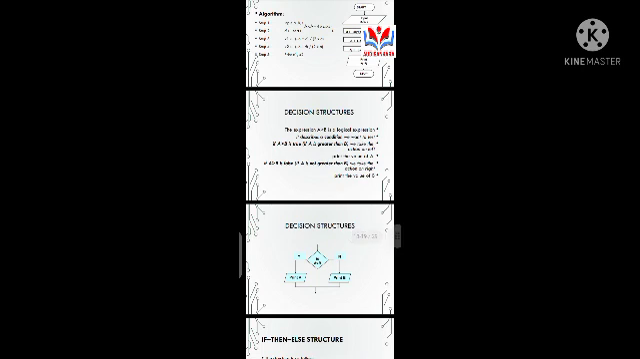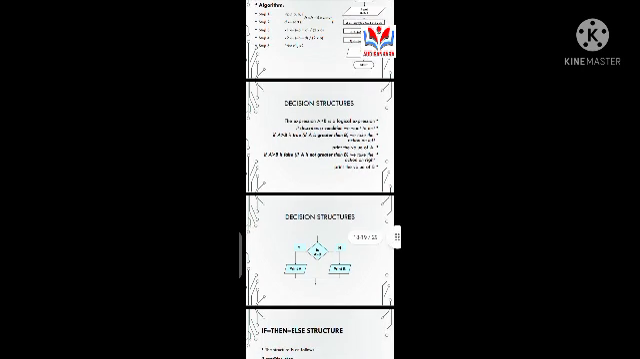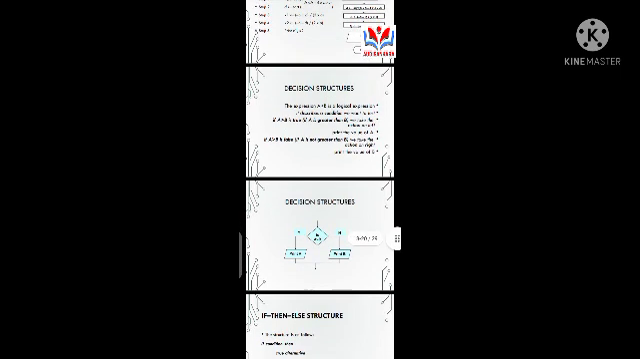Decision structures. The expression a is less than b is a logical expression. It describes a condition we want to test. If a is less than b is true, that is, if a is greater than b, we take the action on the left: print the value of a. If a is less than b is false, that is, if a is not greater than b, we take the action on the right: print the value of b.